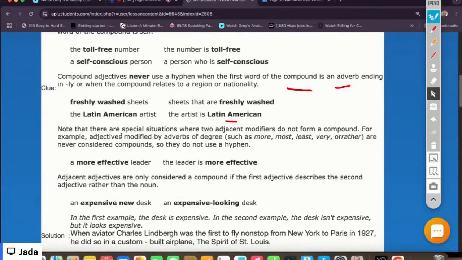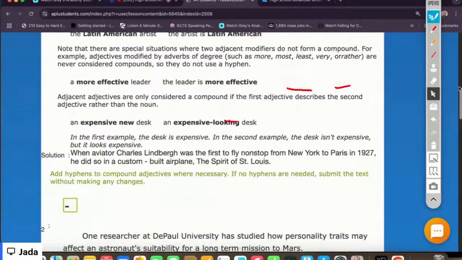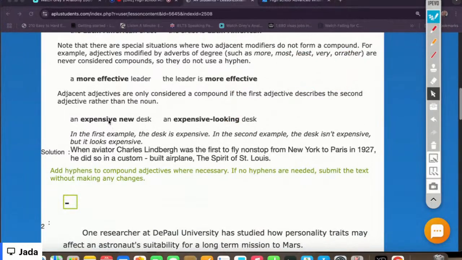So also note that there are special situations where two adjacent modifiers do not form a compound. Okay, so for example, adjectives modified by adverbs of degree such as more, most, least, very, or rather are never considered compounds. They do not use a hyphen. Like a more effective leader, you don't need to use a hyphen for these ones. And then we also have adjacent adjectives are only considered a compound if the first adjective describes the second adjective rather than the noun. So an expensive new deck, an inexpensive-looking deck, like that.